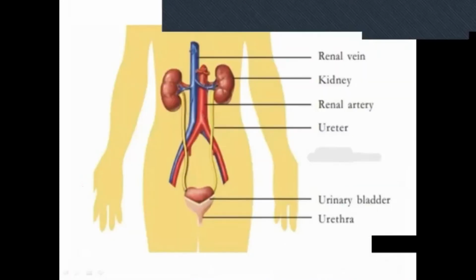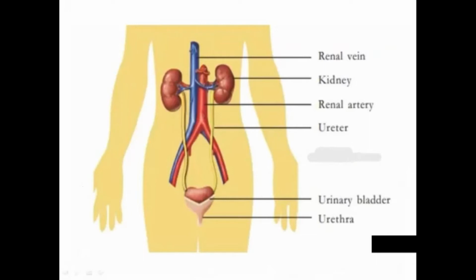We have two kidneys, and the shape of the kidney is bean shaped. Okay, the kidney is covered by a strong and soft membrane, and the position of the kidney is abdominal. It's located in the abdominal cavity on either side of the vertebral column.